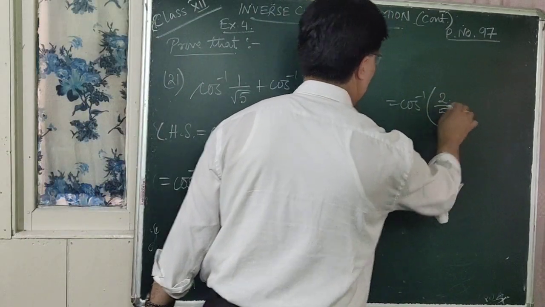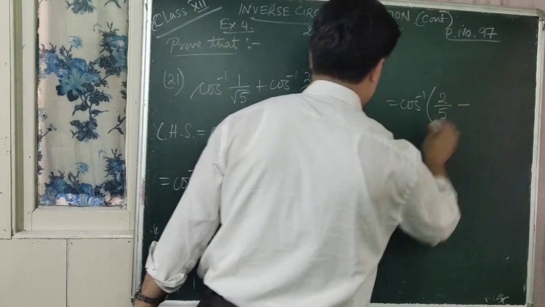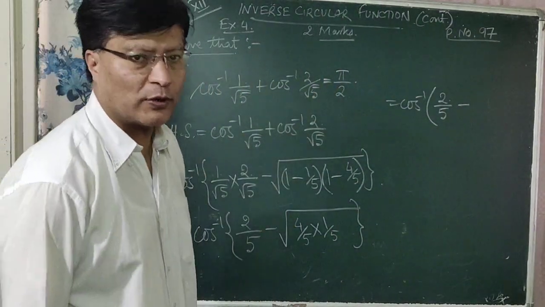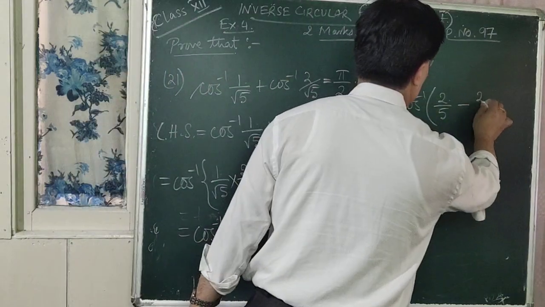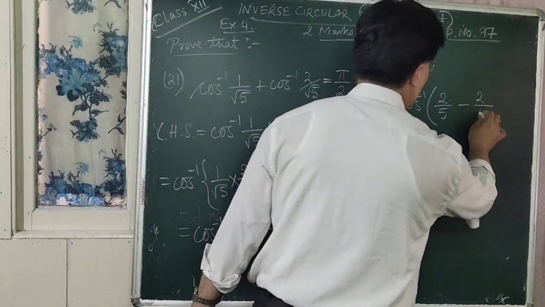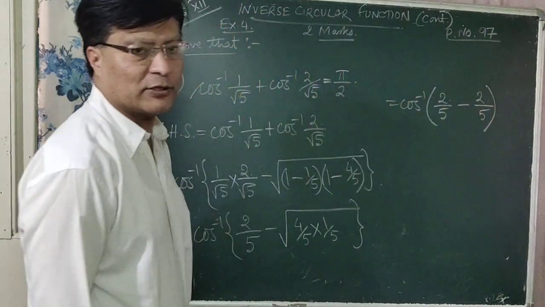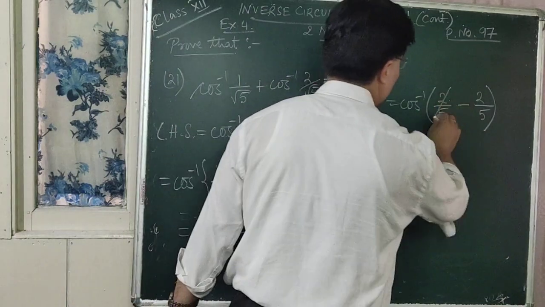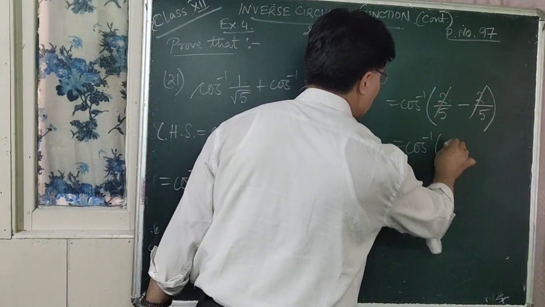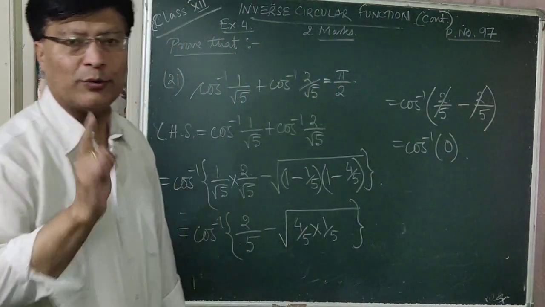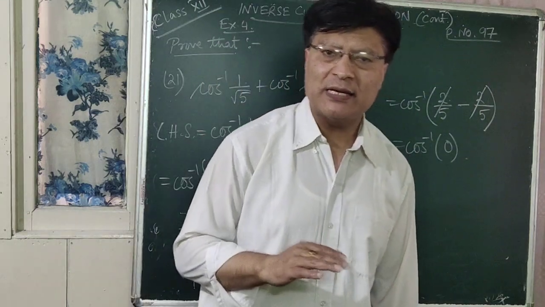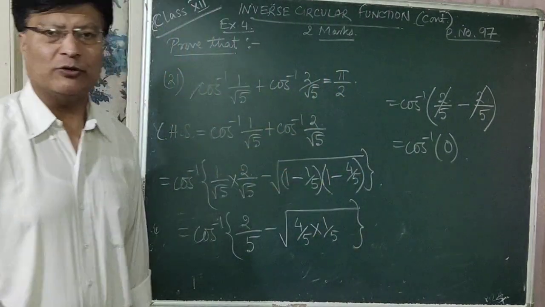So it is 2 by 5 minus. In the numerator, within square root, 4 into 1 is 4. What is the square root of 4? 2. 2 divided by, what is square root of 5 into 5? That is 5. So 2 by 5 minus 2 by 5, you can cancel them. They are subtracted, which is equal to 0. So cos inverse 0. Now you have to find out the principal value of cos inverse 0.